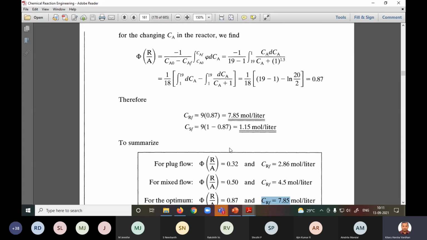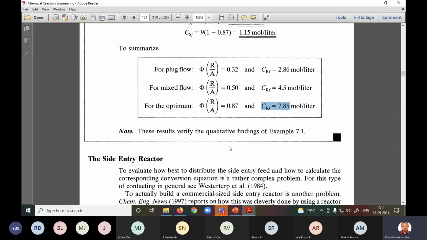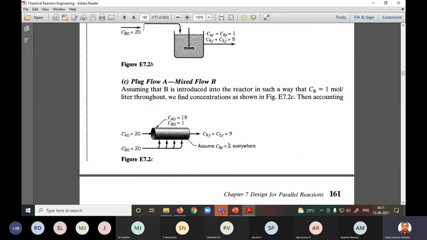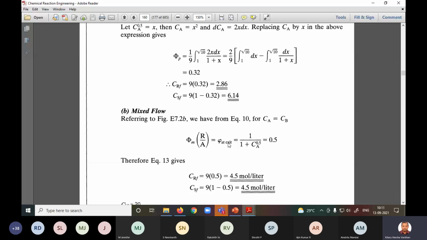This is a very important problem. And one more problem I think we'll do. Any doubt in this problem? So here one important thing is how to calculate this pi p, especially for plug flow reactor, you need to do the integrals and substitute the limits. For a mixed reactor, no need of integral.